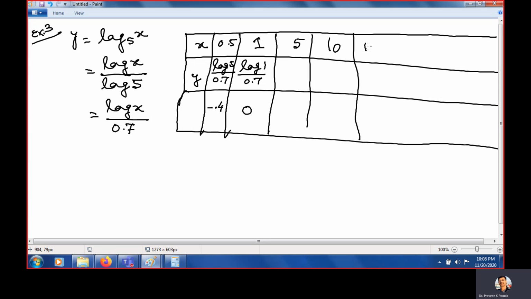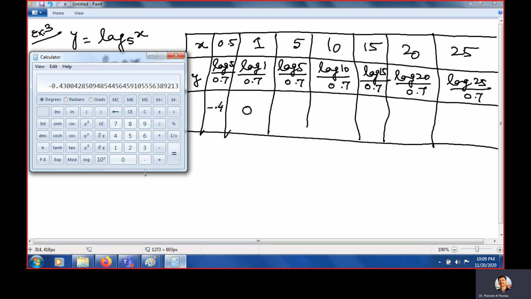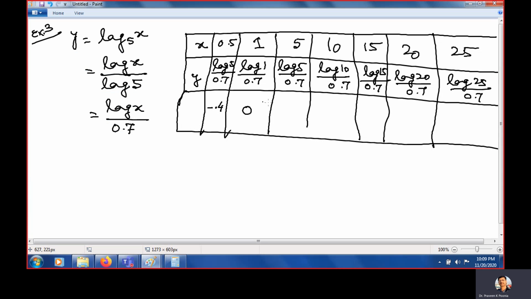And then 5, 10, 15, 20 and 25. So if you remember log 5 upon 0.7, every value we are dividing by 0.7, because we changed the base. So because of the base change, every value is divided by 0.7, log 25 upon 0.7. So what was the value of log 5? Okay, let us calculate again. Log 5 and divide it by 0.7. So how much? It is 0.99, almost 1.